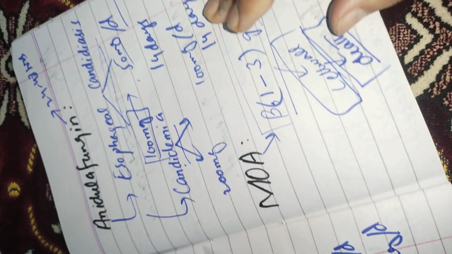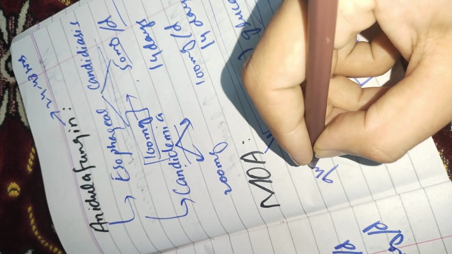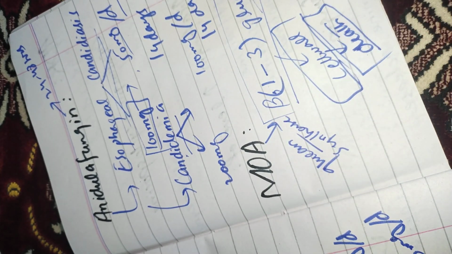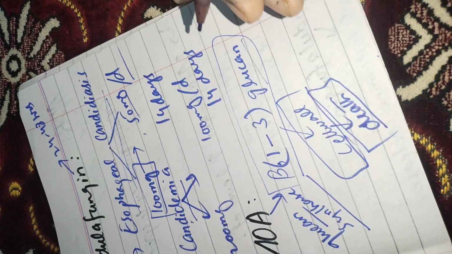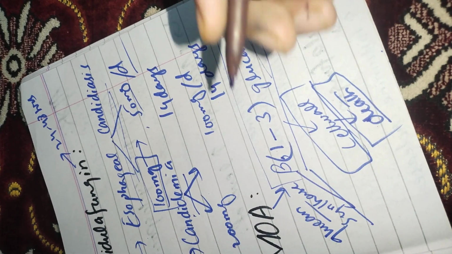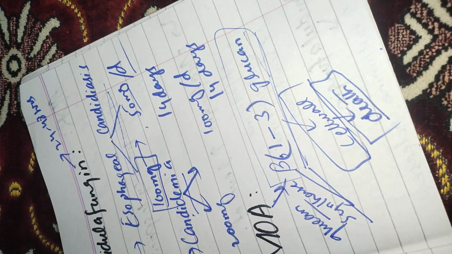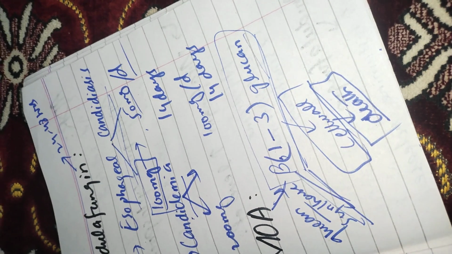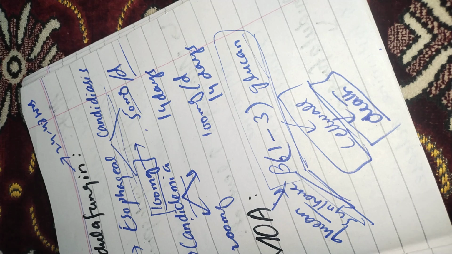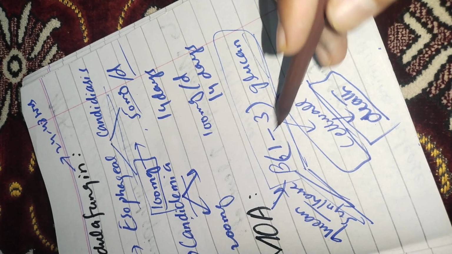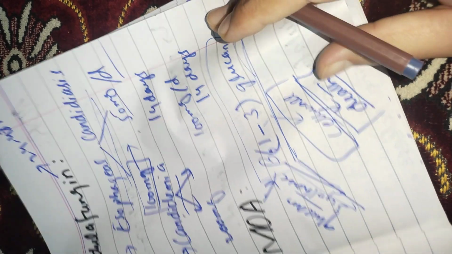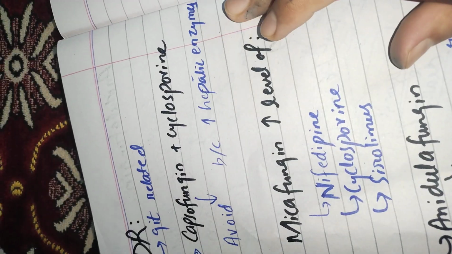Beta-1,3-glucan is synthesized by the enzyme glucan synthase. Echinocandins block the enzyme glucan synthase, which is needed for the formation of beta-1,3-glucan. So the formation of beta-1,3-glucan is inhibited, the cell wall is disrupted, and this leads to the death of fungal cells.